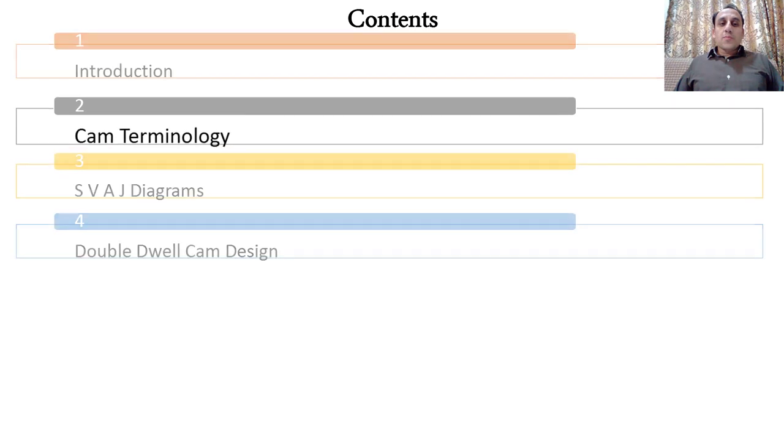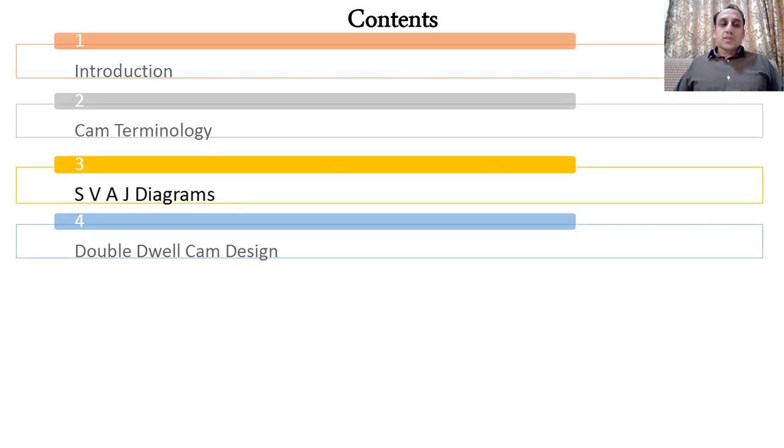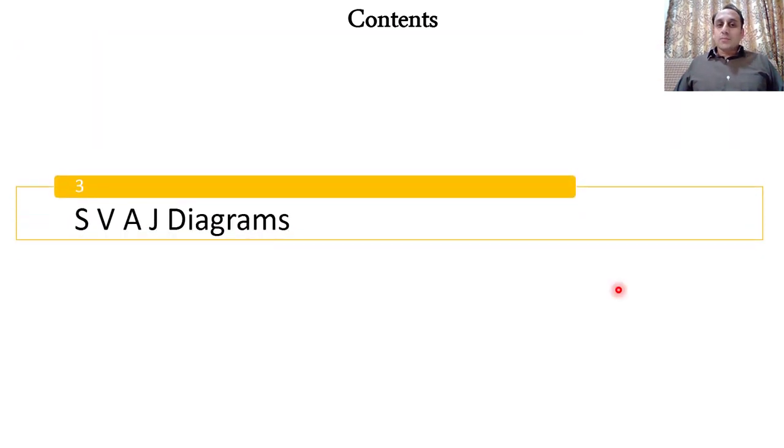Then we will move to the main topic of today's lecture, which is the SVAJ diagram. So we will see what those SVAJ letters are, how we can make those SVAJ diagrams, and what information we get from those SVAJ diagrams. So that is the main topic of today's lecture.